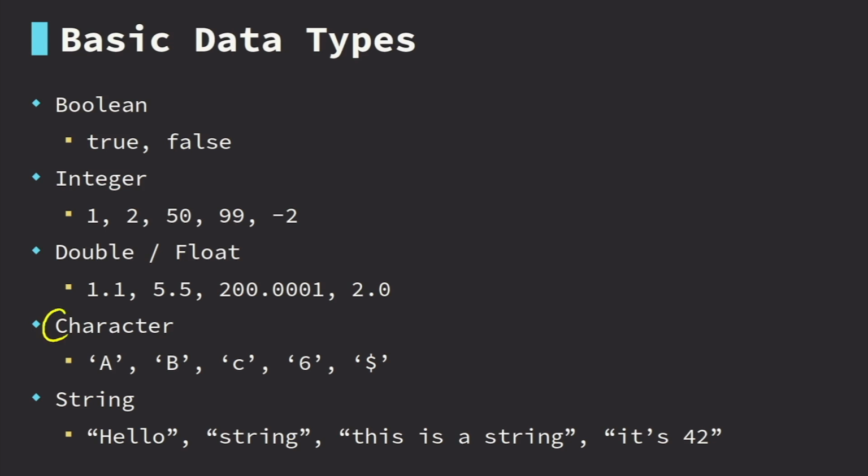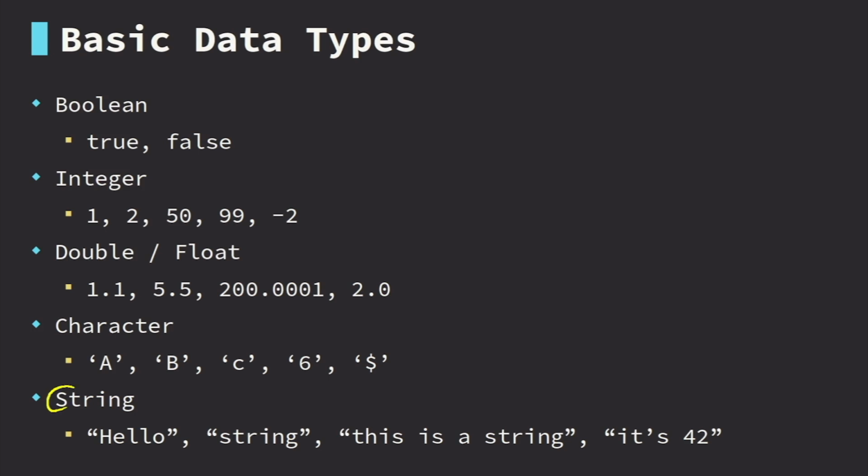Next, we have character, and a character is an individual letter. So capital A is a character, lowercase c is a character as well. And if we put the number 6, if we use the single quotes, that's going to get us the visual representation of the number 6. So the actual number 6 itself is different from the visual representation of number 6. That's kind of important, and it could be a little bit confusing at first, but as you write more programs, it'll become a lot clearer.